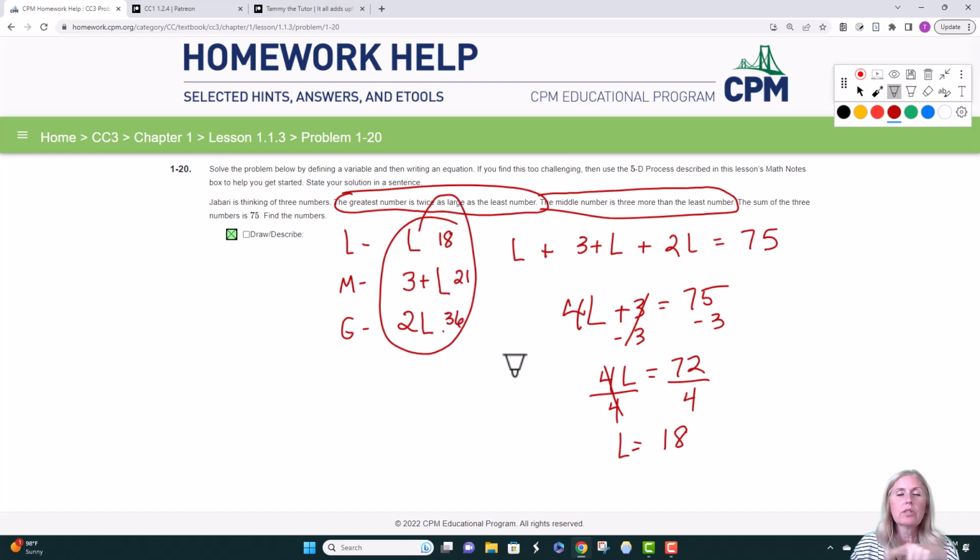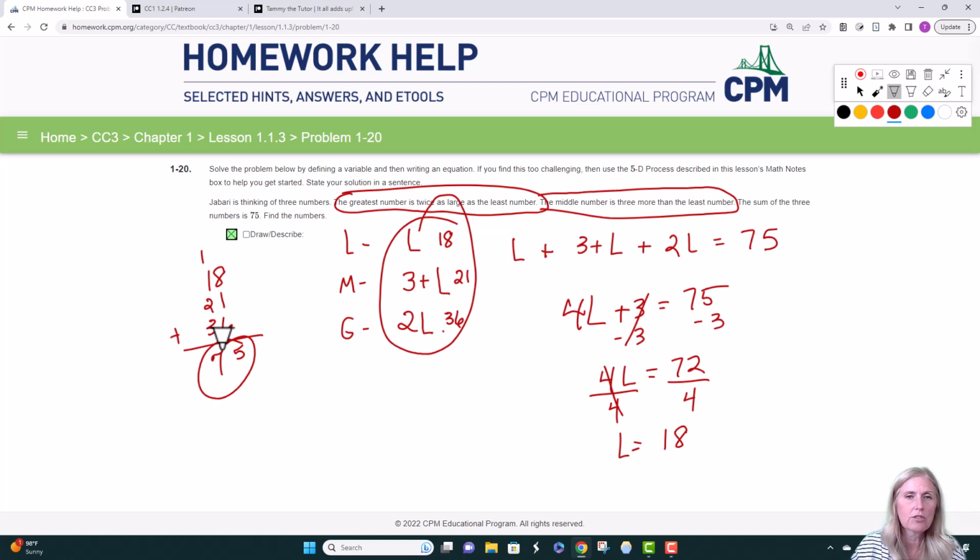Now, here's the really fun part. You can go back and check your work, and you can always make sure you did this correctly. They literally said, I've got 3 numbers. If I add all 3 of them together, it equals 75. So let's test it out. Let's go 18 plus 21 plus 36. Let's see if this equals 75. 8 plus 1 is 9, plus 6 is 15. 3, 4, 5, 6, 7. It indeed does equal 75.